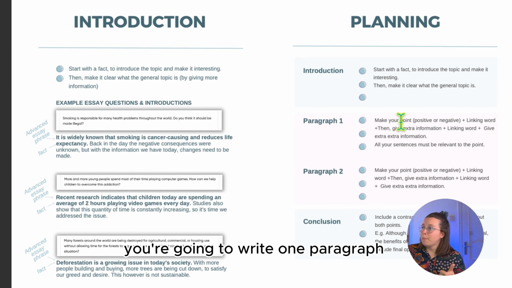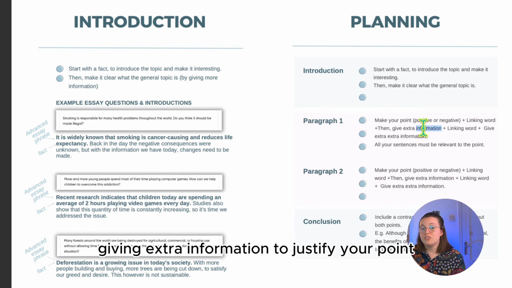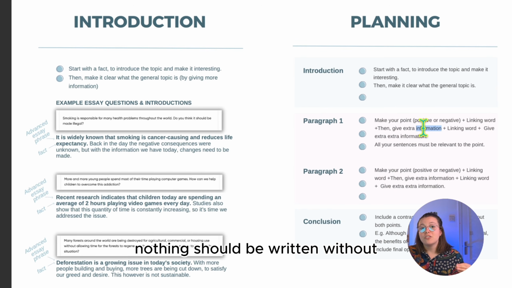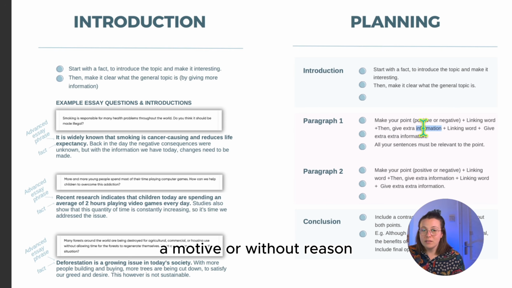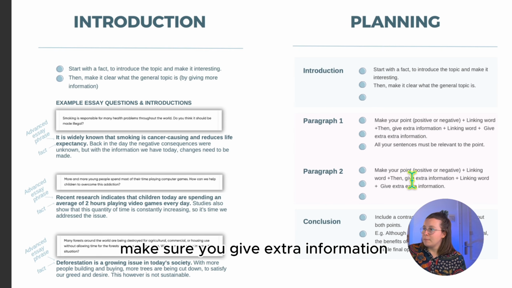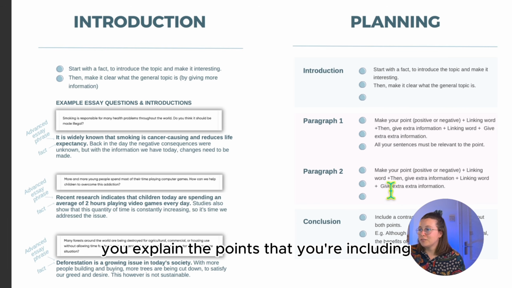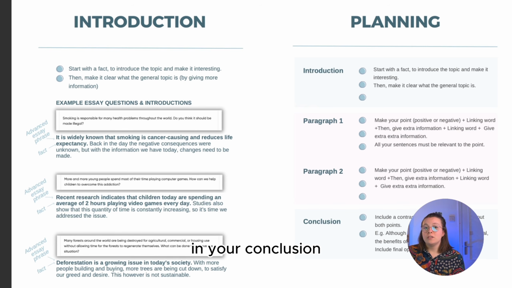You're going to write one paragraph on your first point. Make sure that you're always giving extra information to justify your point. Nothing should be written without a motive or without reason. You're also going to develop your second point. Make sure you give extra information and make sure you explain the points that you're including. In your conclusion, you might want to write a contrast and make it really clear what your final opinion is.